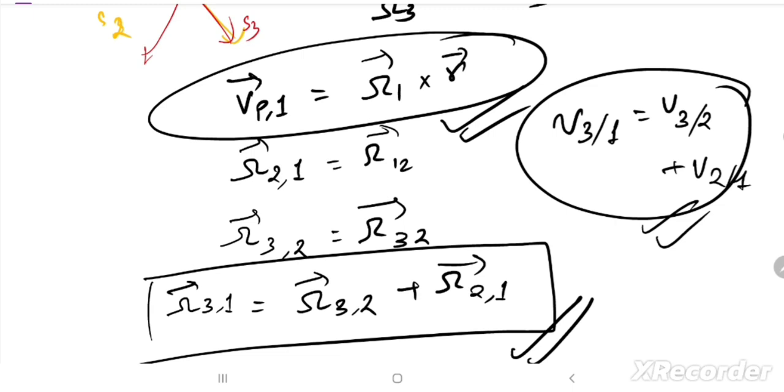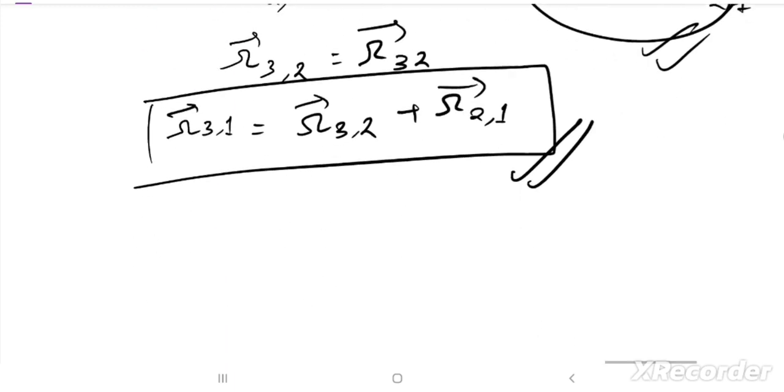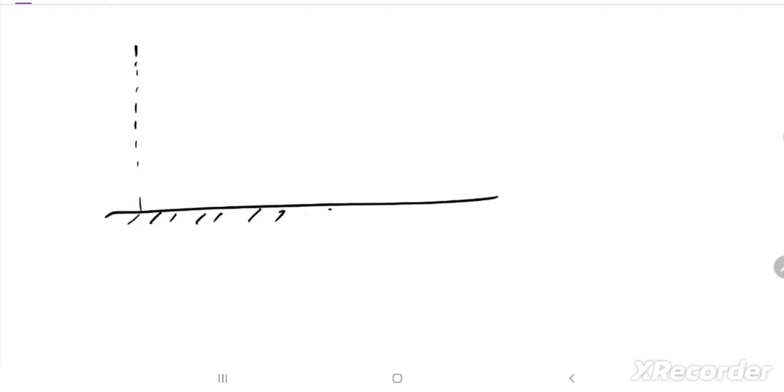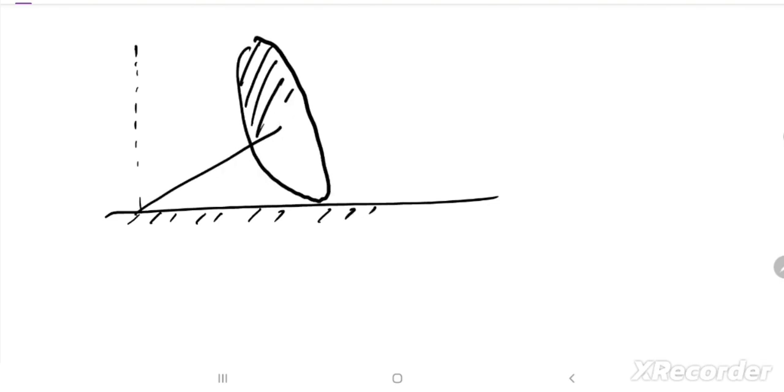Now you might be wondering what is the use of this concept in 3D rotation. Just a minute. Well, I am taking the same arrangement as JEE Advanced 2016, right? This is my stick, and this is a circular disc. I'm just giving you some insights.